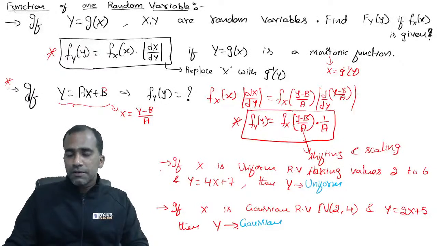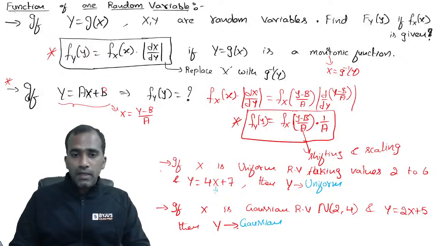Okay, so now since y is uniform, what are the other important things? The values taken by y. If you can know that, that is sufficient. So what is the first value of x that is possible? The starting value of x is 2, right? If x is 2, then what will be y? If x is 2, 4 2s are 8 plus 7 is 15. When x takes 2, y takes 15. If x takes 6, the highest value of x possible is 6, and if x takes 6, 4 6s are 24 plus 7 is 31.